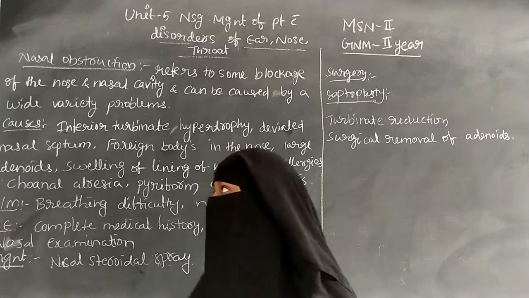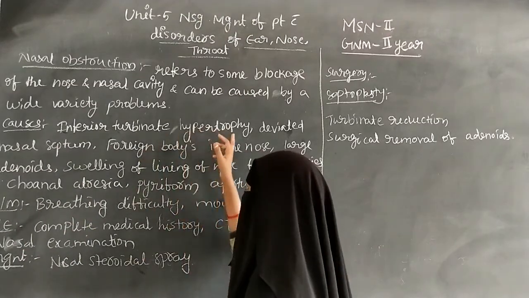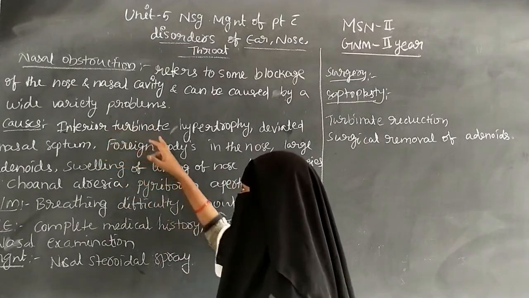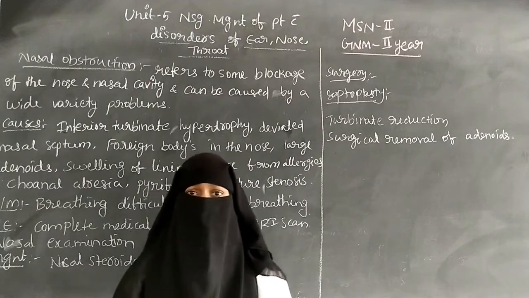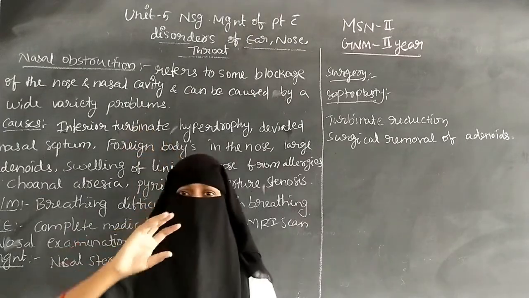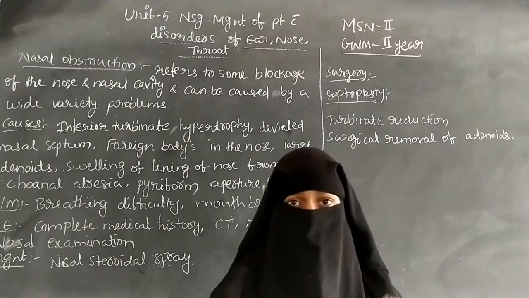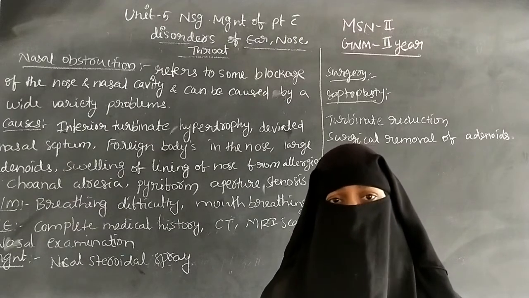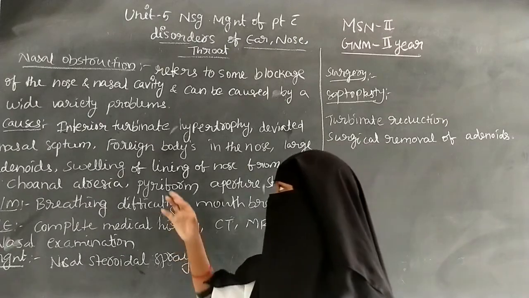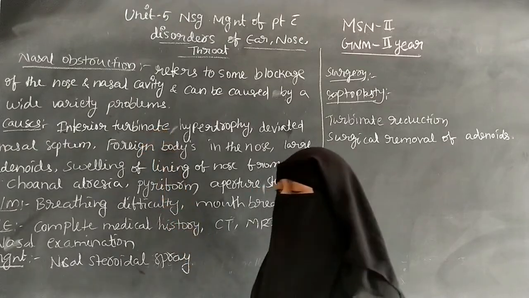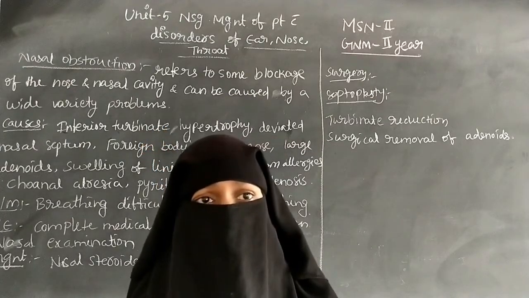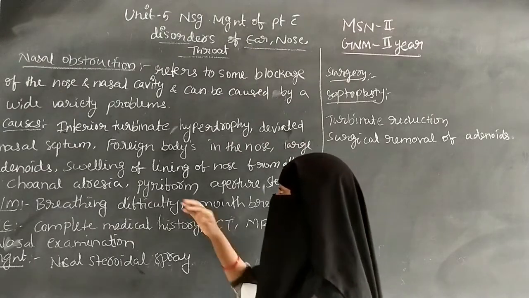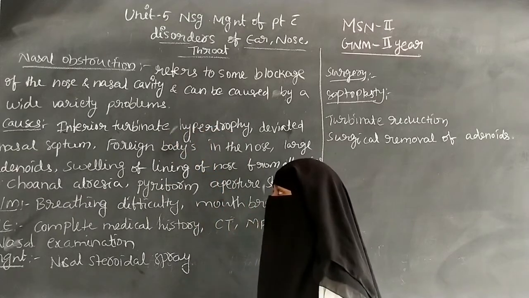So the causes include inferior turbinate hypertrophy. Turbinates are bones present in the nose that help in the passage of air and in humidifying the air. So the turbinates help in humidifying the air and in the passage of air through the nasal cavity.